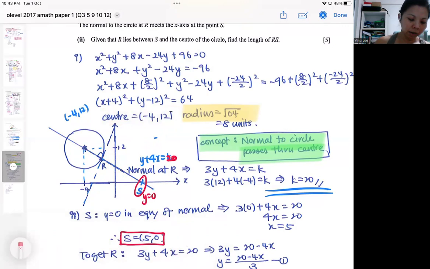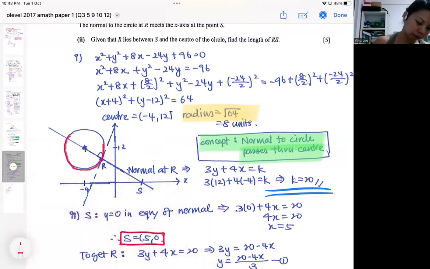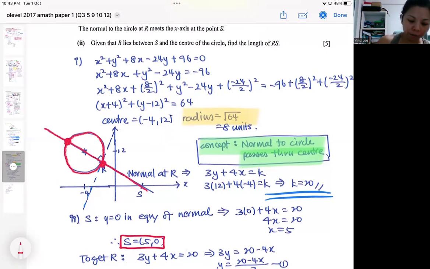Okay, once you get S, we should switch our focus to getting the coordinates of R. The coordinates of R are also quite simple. You just need to do your simultaneous equations. You have the circle and you have the normal. Once you solve them simultaneously, you can get R. But if you do the simultaneous, you will expect two coordinates. So that's why they actually gave you this phrase.